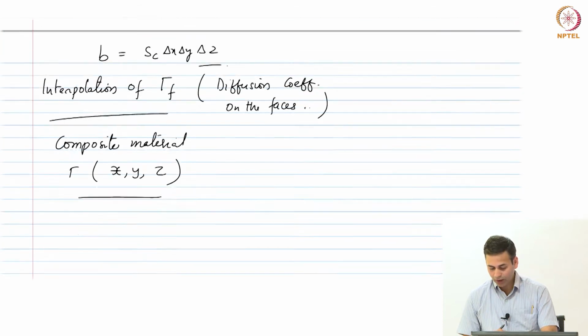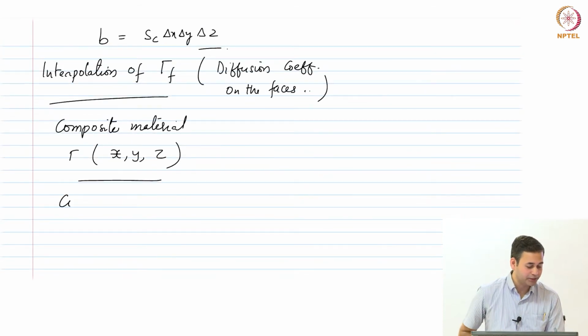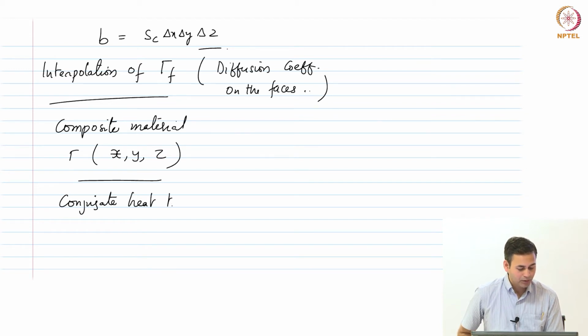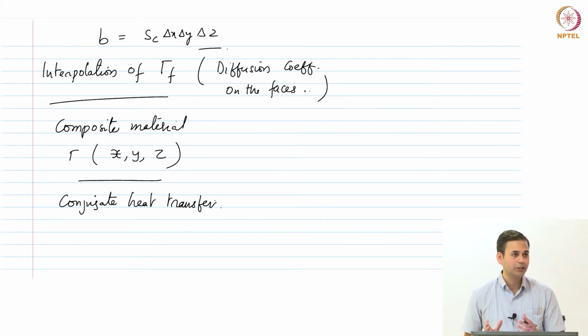Or you could think of it as a conjugate heat transfer problem as well. What is a conjugate heat transfer problem? You might have been aware of it. Essentially, you have a solid and a fluid with convection, and you have to solve for both of them. Heat is being exchanged between all these things. So that's a conjugate heat transfer problem. In all these cases, you end up calculating gamma on the faces. And then how do we calculate it is the question.